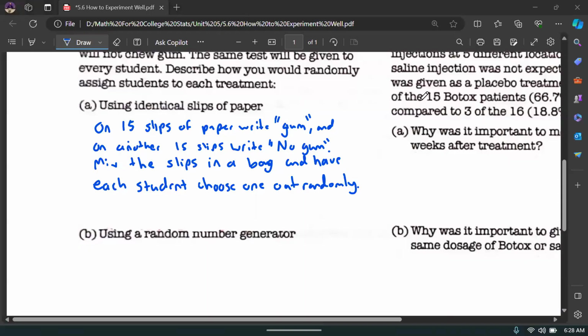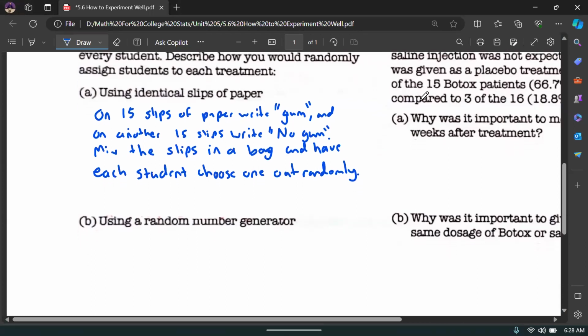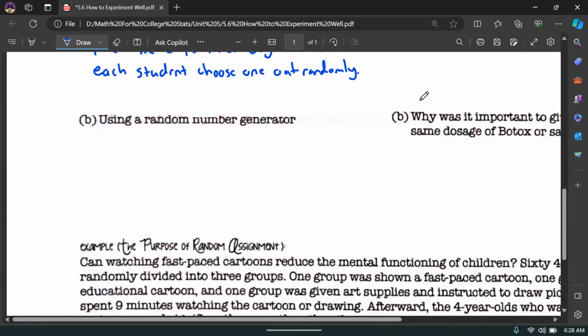All right, so there's my brief explanation. How about if we used a random number generator?